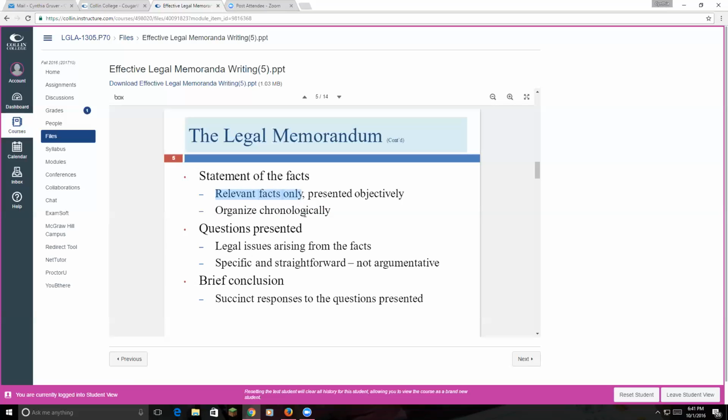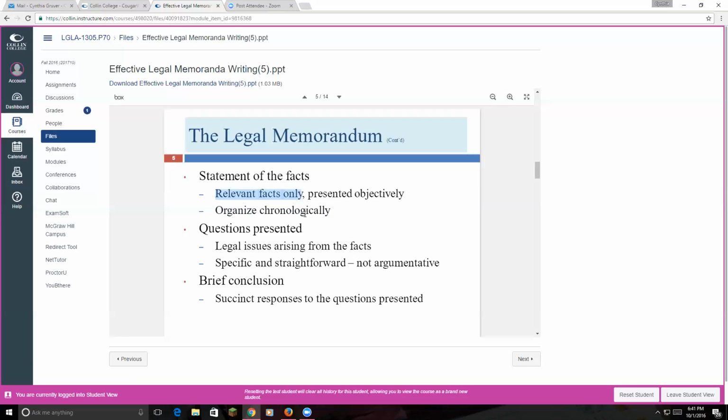You really want to just use facts that are important to the analysis that you're going to use later on. If your client was wearing a green shirt at the time of a particular incident, but the fact that it was a green shirt isn't really relevant to anything that happens with the legal issue you're talking about, then leave that fact out. It may be that for other issues in the case, the fact that it was a green shirt is really, really important.